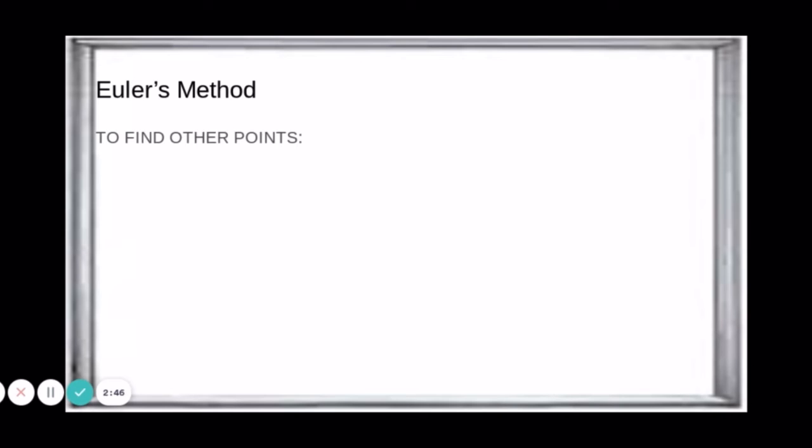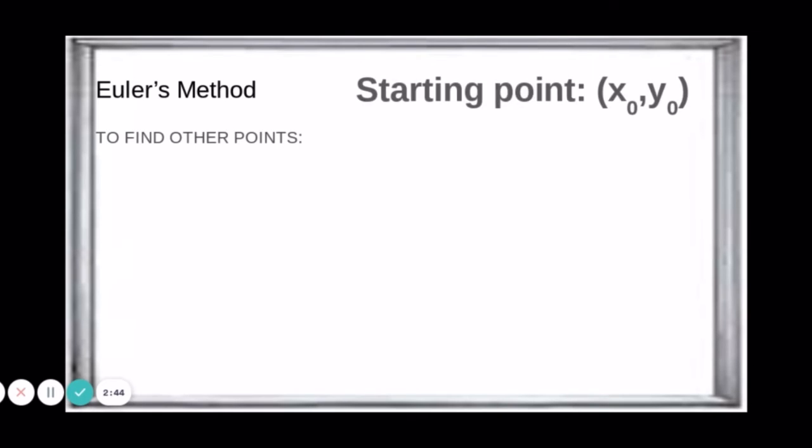So, how to find new points in Euler's method. You're given your starting point, your initial conditions, x0, y0. So we are finding the particular solution of a differential equation that goes through the point x0, y0. To find our new points, we're trying to find x1, y1 by finding the tangent line at x0, y0, moving along it by a small change in x, and finding a new point x1, y1.